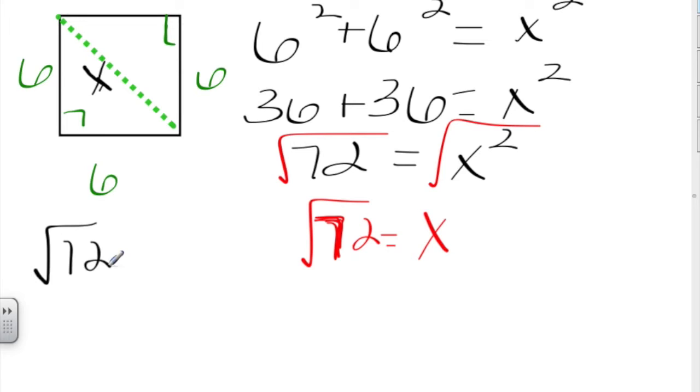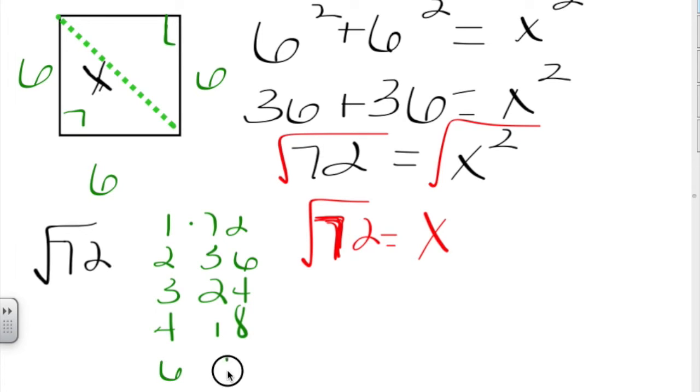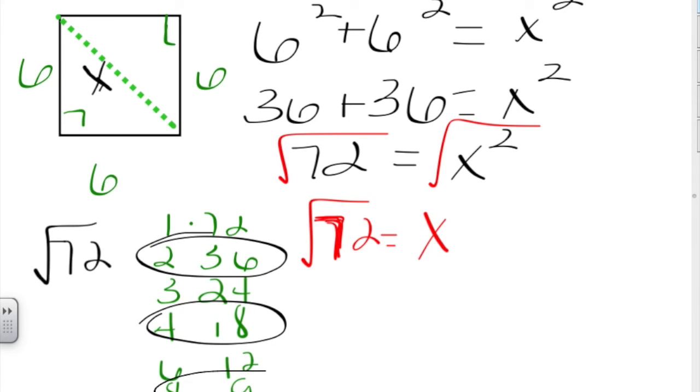72 is not a perfect square, so I have to get my factors. 1 times 72, 2 times 36, 3 times 24, 4 times 18, 6 times 12, and 8 times 9. So you'll notice here we have several different perfect squares. I have 2 times 36, 4 times 18, and 8 times 9. Remember, I want to choose the one with the highest perfect square in there, so I look at my perfect squares.